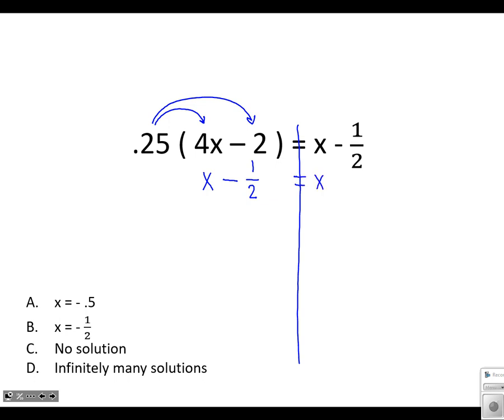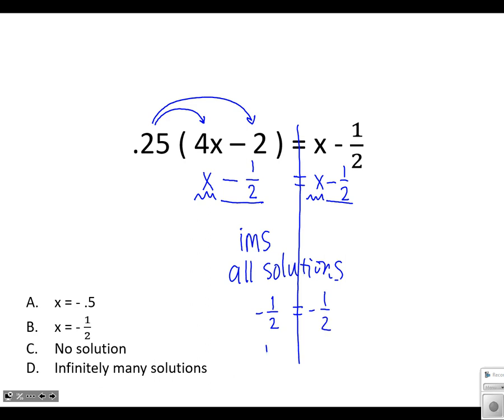Over here I have x minus 1/2. Aha! Variable term, same. Constant term, same. So what does that tell me? Infinitely many solutions, or I could say all solutions. Because if I subtract x from both sides, I'm going to be left with negative 1/2 equals negative 1/2, which is absolutely true. Always going to be true. Does not mean that x equals negative 1/2. It means that negative 1/2 equals negative 1/2. And x can be absolutely anything.